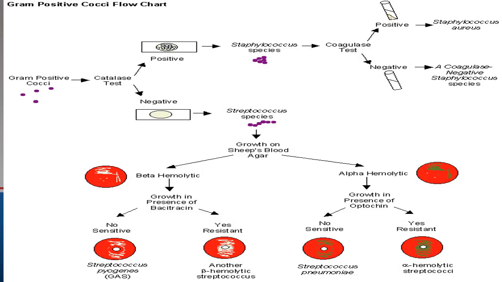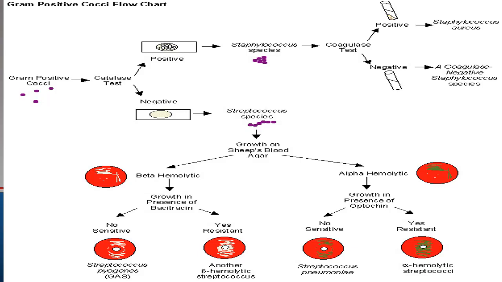So, a flow chart to remember together about gram-positive cocci. Gram-positive cocci undergo the catalase test, which is either positive or negative. If it is positive, then it is a Staphylococcus species. If negative, then it is a Streptococcus species. For Staphylococcus species we do the coagulase test. If it is positive, it is Staphylococcus aureus, and if it is negative, it is a coagulase negative Staphylococcus species, which may be Staph epidermidis or Staph saprophyticus.